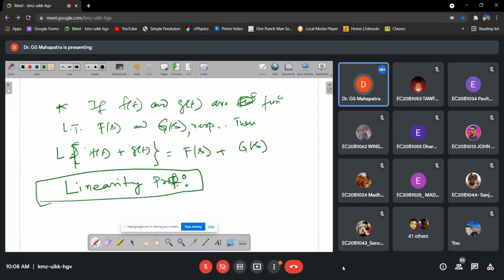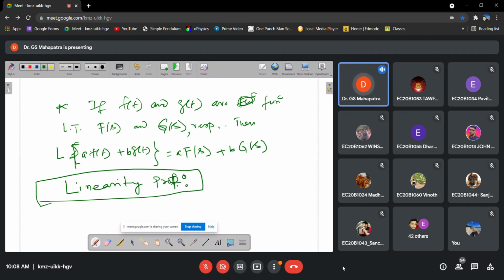I can add something here, a and b. Since we have already discussed it, a into f of t plus b into g of t, correct or not? So what will be the answer? a and b are any constants. So I have written a into f of t plus b into g of t.